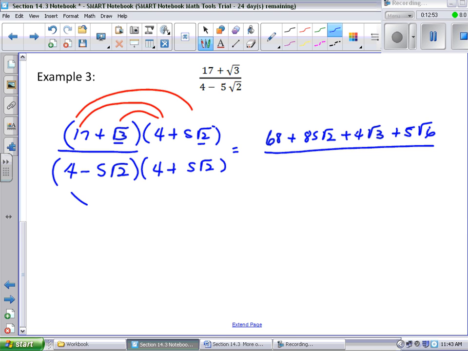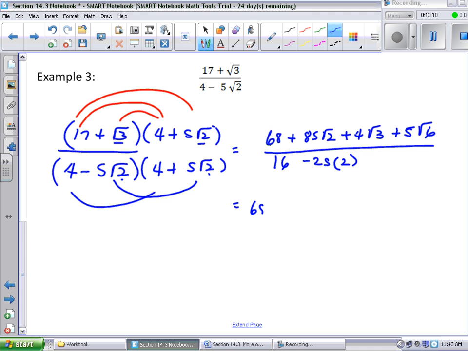In the denominator, 4 times 4 is 16, and I think I will just omit the step of writing the conjugates because they are going to drop out. Writing the outside and the inside term, they are going to drop out. And I'll just do the last, which would give me negative 5 times 5 would give me negative 25. And then the square root of 2 times the square root of 2 would give me the square root of 4, which would be 2.